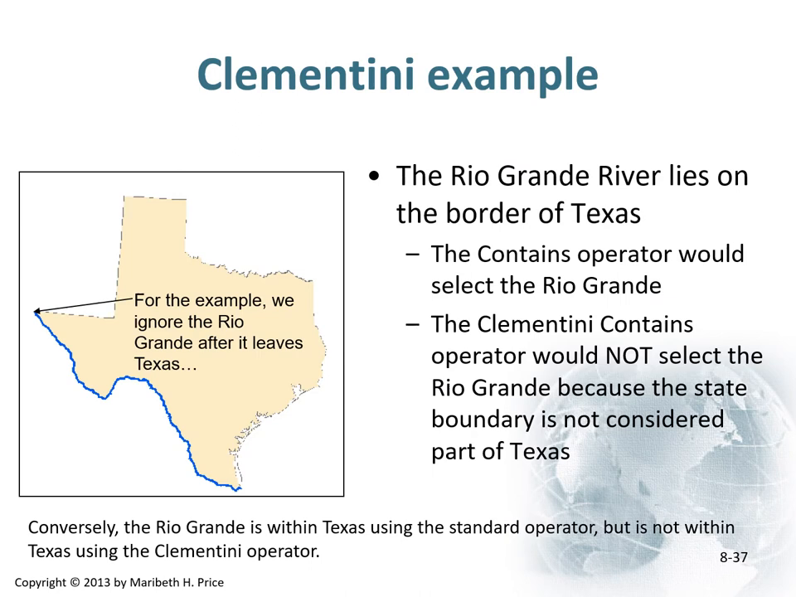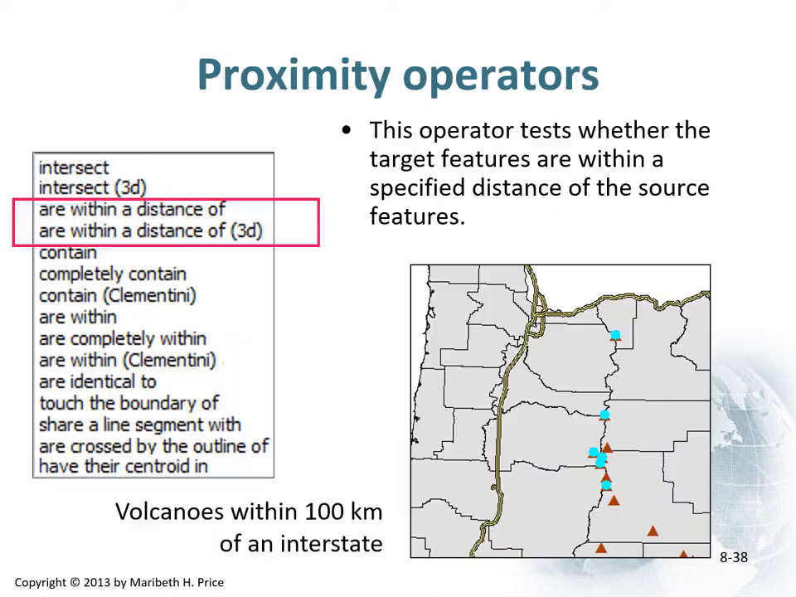And the example was the Rio Grande River lies on the border of Texas. So the contains operator would select the Rio Grande as being part of Texas. The Clementini contains would not. Why? Because the Rio Grande is in fact the border. And if it is the border, it is not part of Texas. It's also not part of Mexico. It is the border. And that's the gist of how the Clementini configuration works.